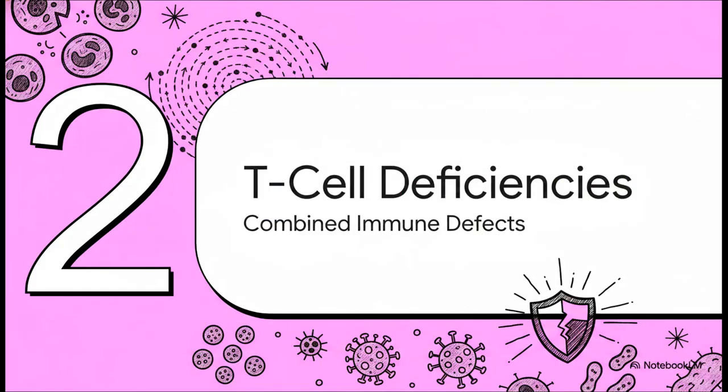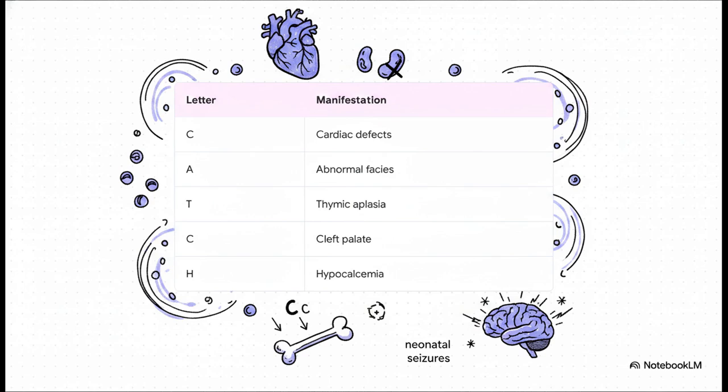Section 2, T-cell and combined deficiencies. This is where the immune system completely loses its targeted defense coordination. Let's see how this builds the catch-22 phenotype for DiGeorge syndrome. This is caused by a 22q11.2 microdeletion affecting the 3rd and 4th pharyngeal pouches.